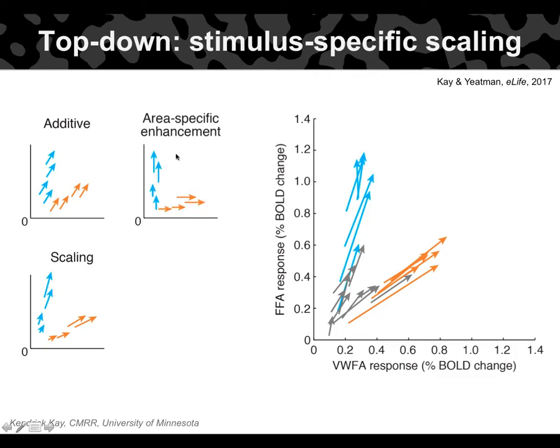We can rule out what we might call area-specific enhancement. So you might think when there's faces on the screen, like these blue arrows, if you are asked to perform a task on the face, you might think, oh, it's only the face selective region that enhances, but that would look something like this. That's not what the data show. So we characterize the general qualitative pattern as stimulus-specific scaling. So it's some sort of scaling effect, but importantly, some stimuli seem to receive more top-down enhancement than others.